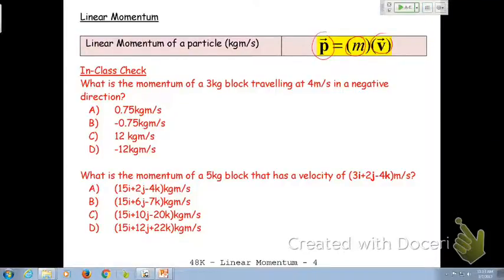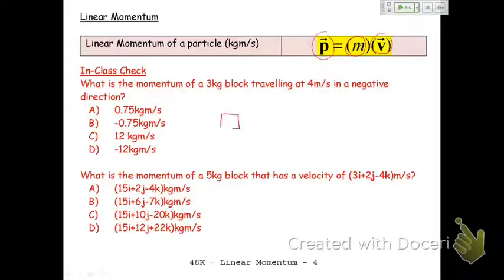So what I do is I visualize it and I say, well, here's my mass and here's my 3 kilograms and it's going in a negative direction. Okay, so it's minus 3 meters per second. And momentum is equal to mass times velocity. So my momentum is equal to my mass.